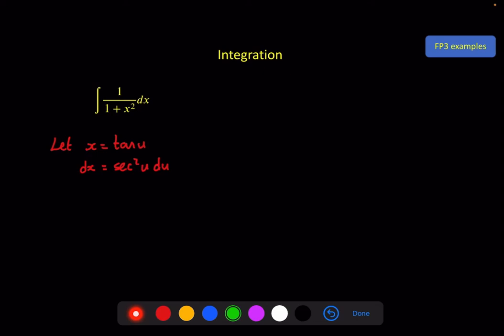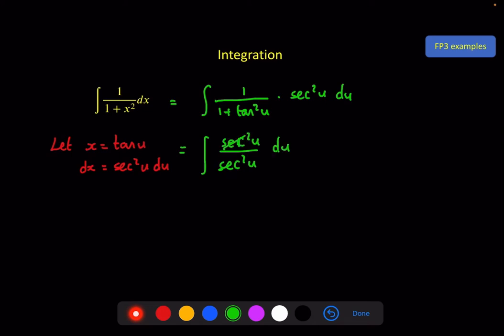And if I substitute these into the expression, this integral becomes 1 over 1 plus tan squared u times sec squared u du. And most of the point of doing that is that the 1 plus tan squared u can now simplify to a sec squared u. And the sec squared u on top I can write here. And you can see this becomes just about the easiest integral you could ever imagine, which is u plus c.